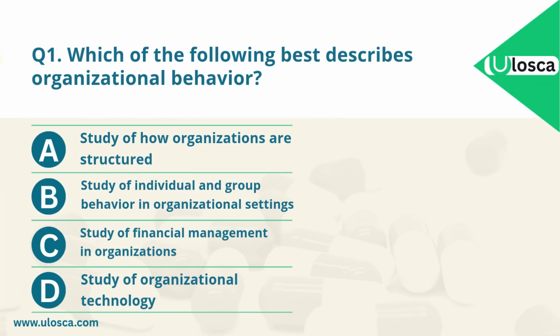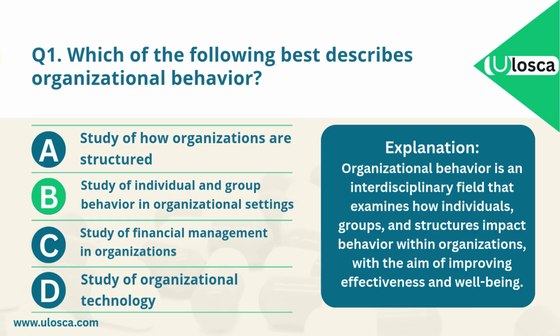The correct answer is B. Study of individual and group behavior in organizational settings. Explanation. Organizational behavior is an interdisciplinary field that examines how individuals, groups, and structures impact behavior within organizations, with the aim of improving effectiveness and well-being.